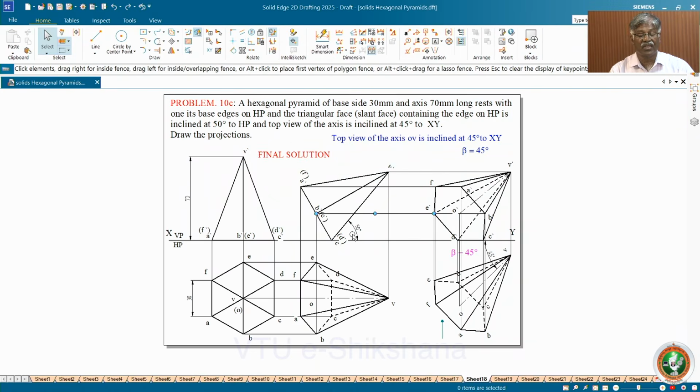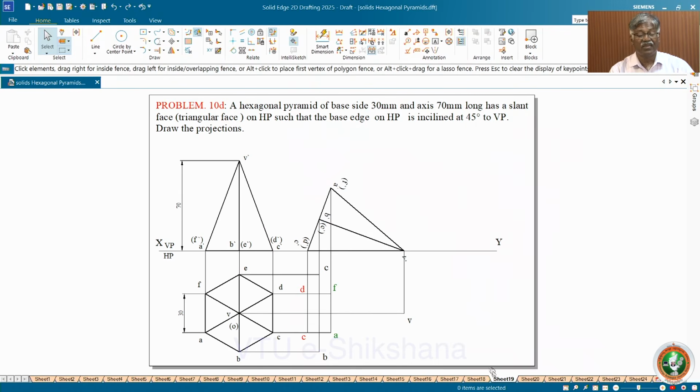Okay, so with the 50 degree slant edge inclination to HP, you get the solution as usual. You have to follow the procedure as per the information. Then the information is here: the slant face or triangular face is on HP. So you move and rotate such that CD is resting on the HP.